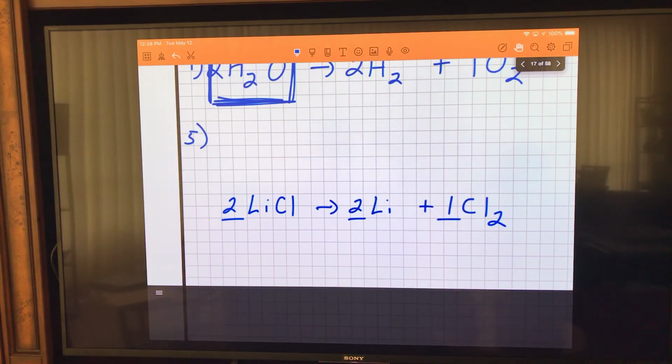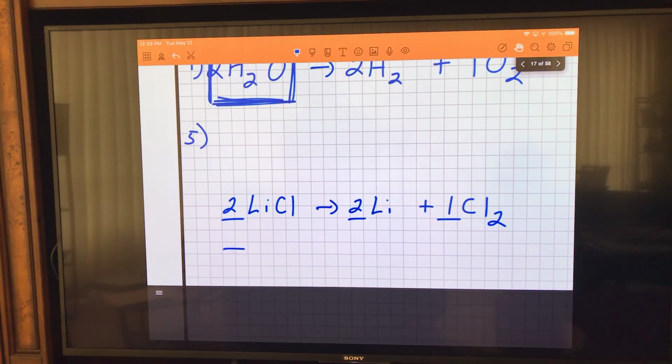Our coefficients are 2, 2, and 1. So 2 lithium chlorides plus 2 moles of lithium plus 1 mole of chlorine. So 2 moles of lithium chloride produce 2 moles of lithium plus 1 mole of chlorine in a decomposition reaction.